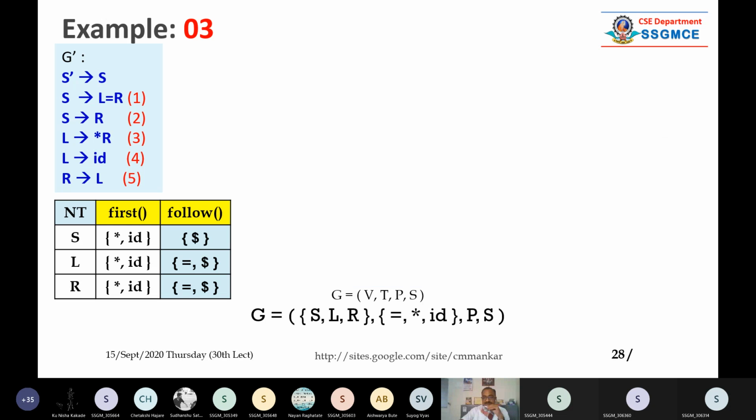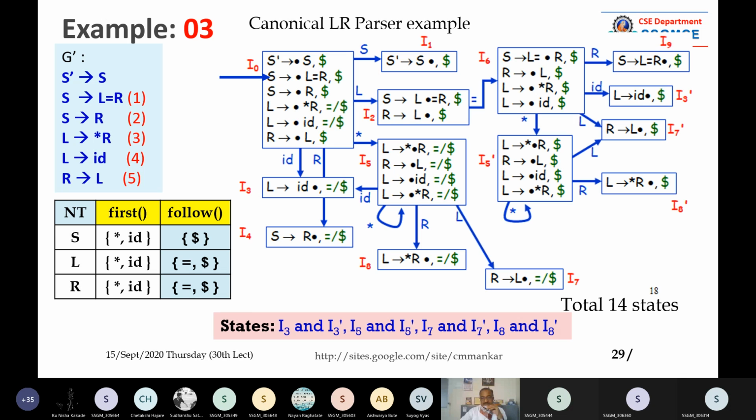now we should be able to draw the DFA for this grammar. So for that we have to compute the sets. So let us say these are the sets. So here from I0 to, let us say, I8, I9, there are LR(1) items. Now you can take the screenshot and then you can write.